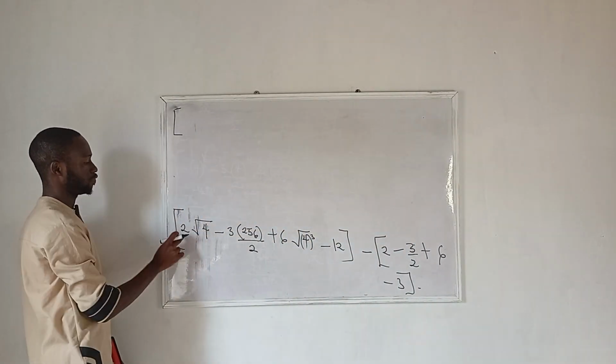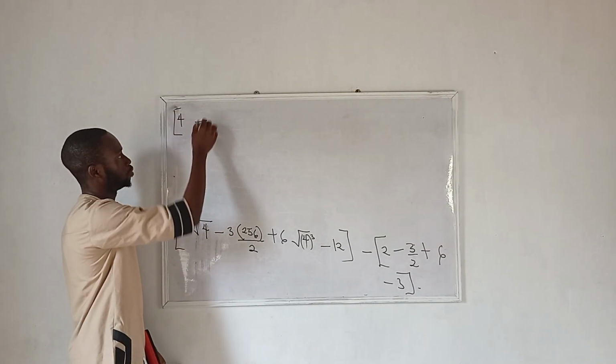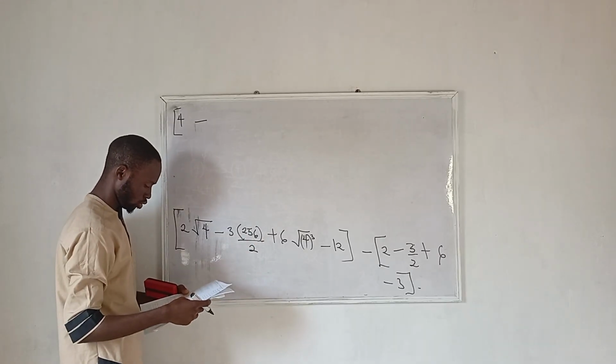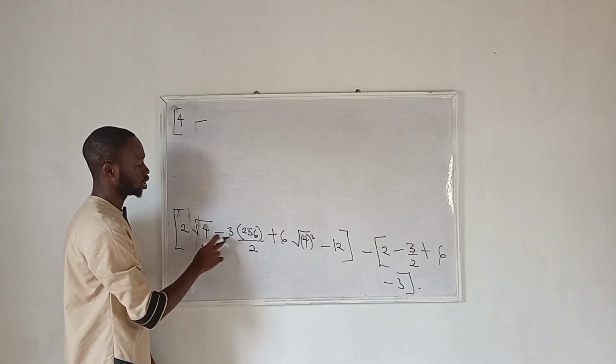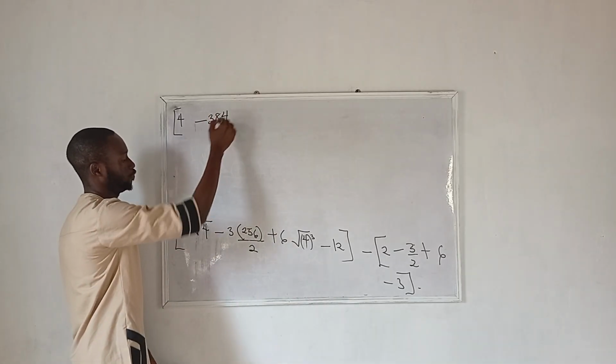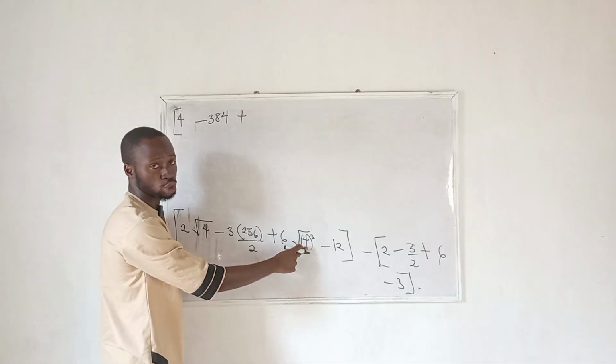So from here, we'd have 2 times root 4 is 2. 2 times 2 will give me what? 4 minus, we would have 2 into 56. That's what we'll do there. 2 into 56, then we'll multiply it by 3. And that's going to give us what? Minus 384.